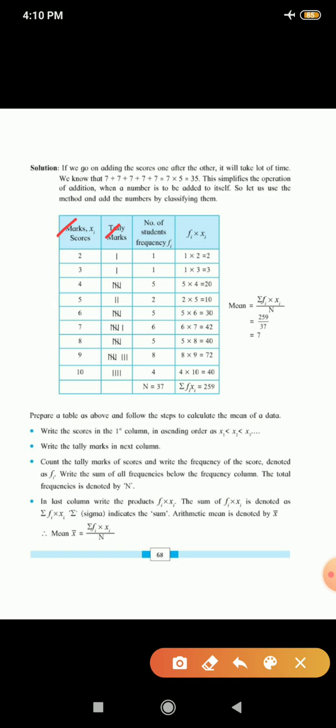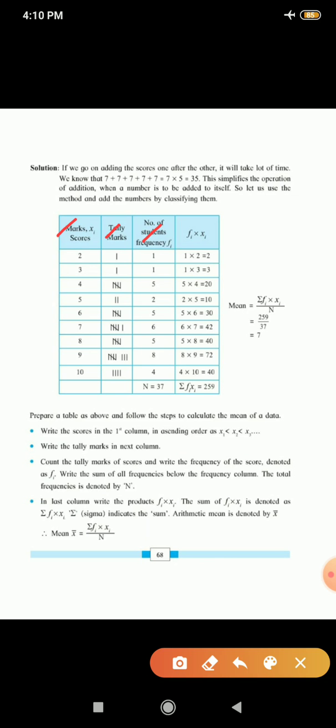Okay, so when a group of 5 plus again another group, you will form 1, 2, 3. Okay, 10 is occurring 4 times. Now the third column, number of students, frequency, Fi. So number of students who score 2 is 1. So 3 is 1. Frequency means how many times a thing occurs.